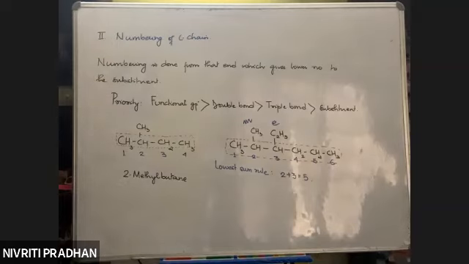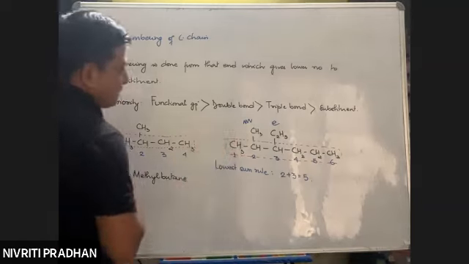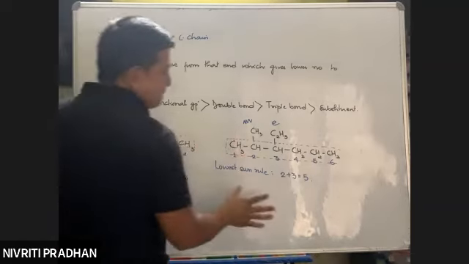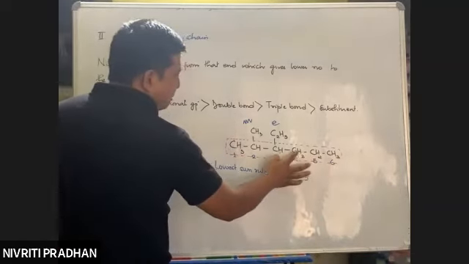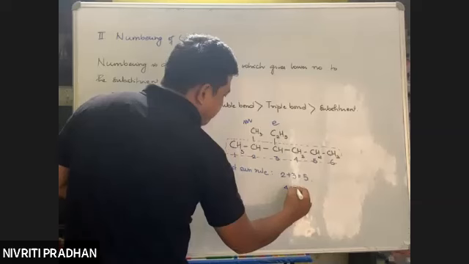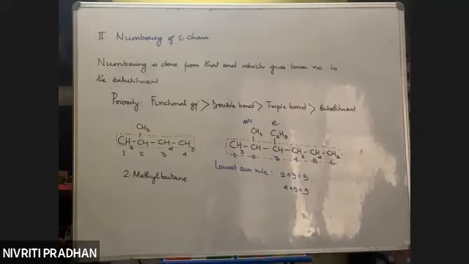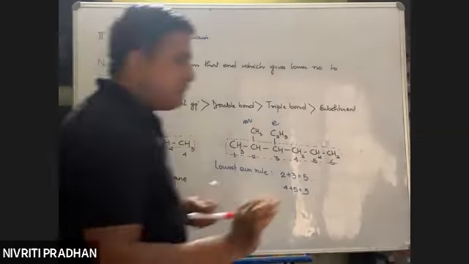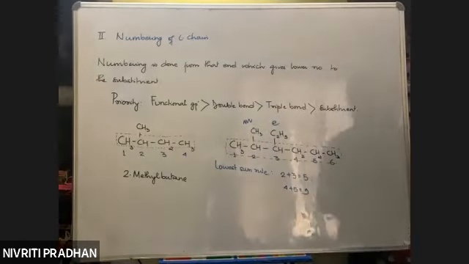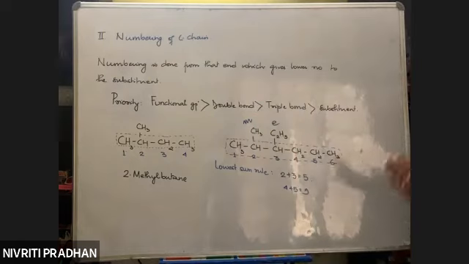Now if I start numbering from the right hand side, what will be the sum of locants? The substituents are at 4 and 5, so 4 plus 5 is equal to 9. So numbering should be done from that end which gives the lowest sum of the locants. Got it? It's known as the lowest sum rule. Numbering should always be done from that end which gives the lowest sum of the locants.